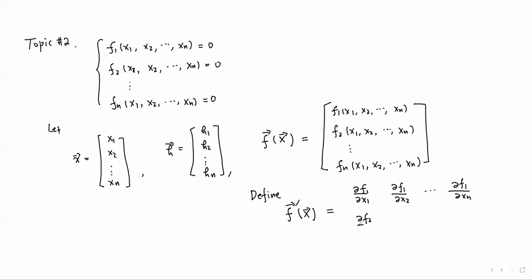The second row for function F2: partial F2 with respect to x1, partial F2 with respect to x2, up to xn, and so on. It is an n by n matrix. So the bottom row is partial Fn partial x1, partial Fn partial x2, up to partial Fn partial xn.